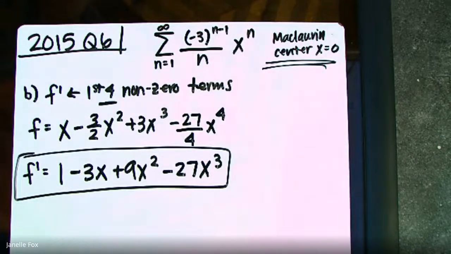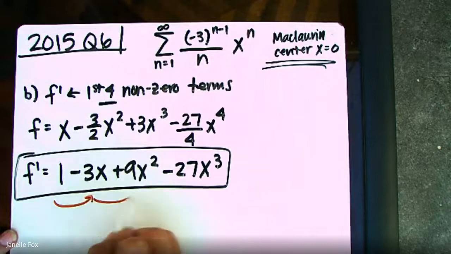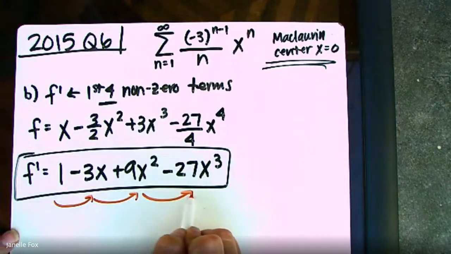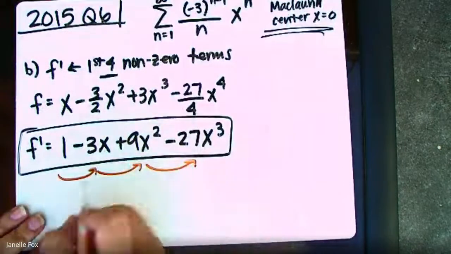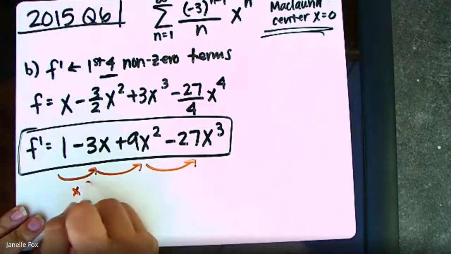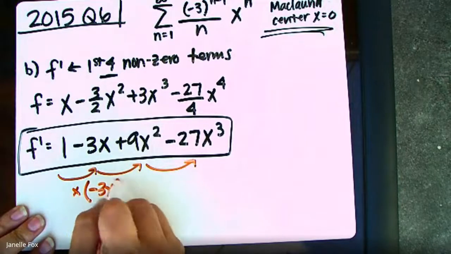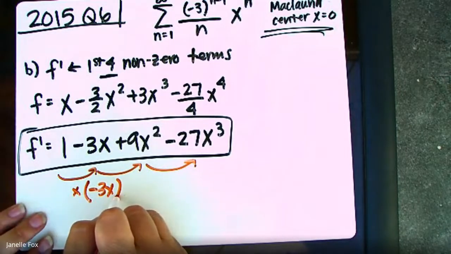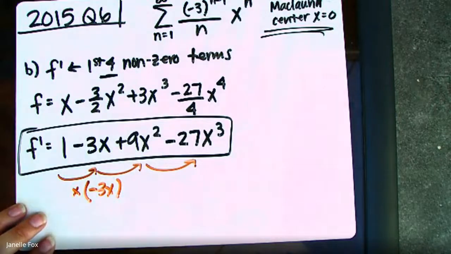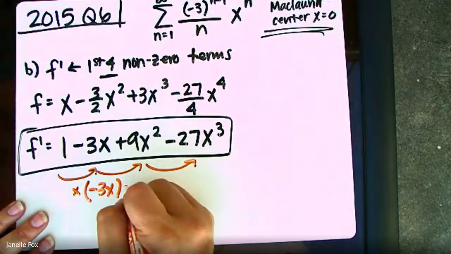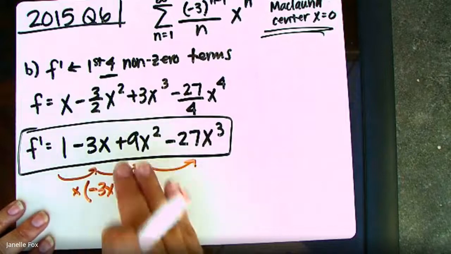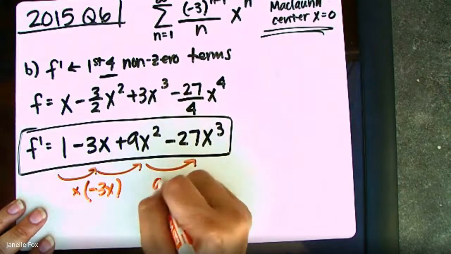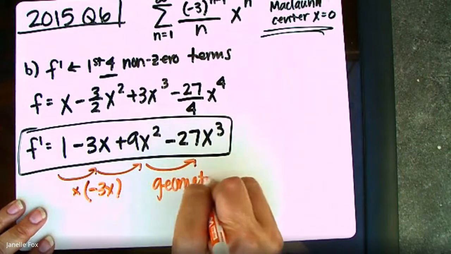And I look to myself, and I'm like, well, that's kind of interesting. Do you know what this looks like to me? It looks like every time we go to a new term, we're multiplying by the same thing. Every time, we're multiplying by a negative 3x. Wait a minute, I'm having a revelation. Folks, if you multiply by the same thing every single time, it means that it's geometric.